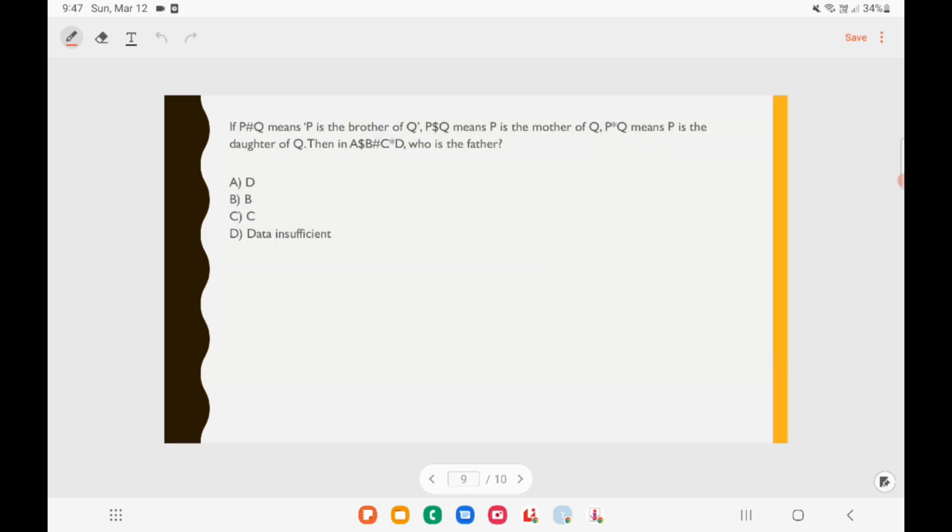Now this is actually a similar kind of question. Let's do this also. So here again P hash Q means something, P $Q means something. Don't read all these things. We'll read it later. We need to know this one: A $B hash C star D. So A $B, we need to check where is the dollar. P $Q means P is the mother of Q. So A $B means A is the mother of B. So A is a female because it's the mother.